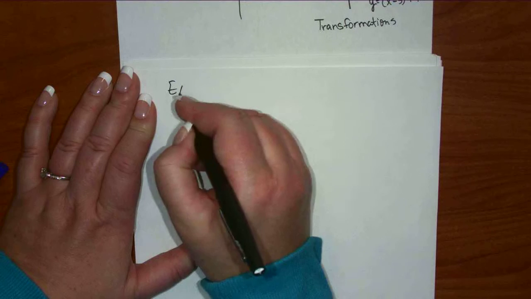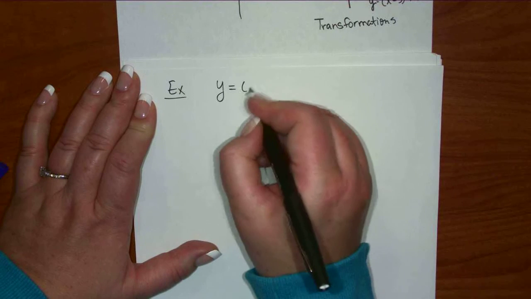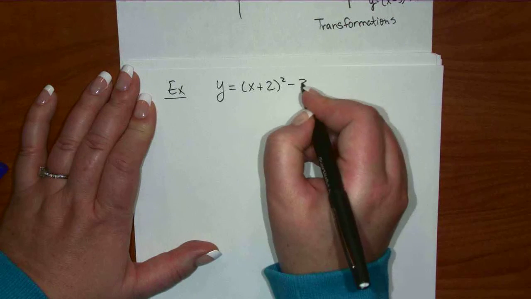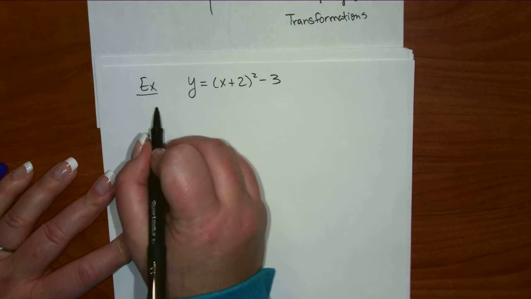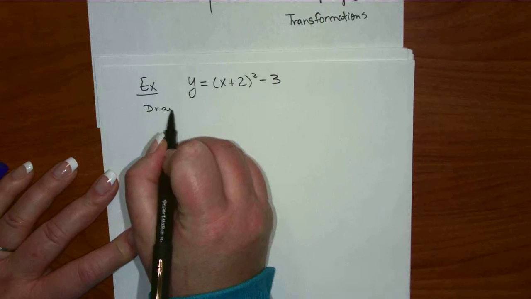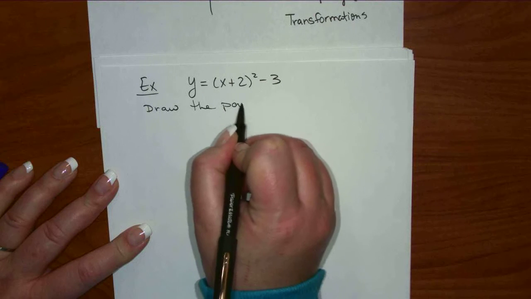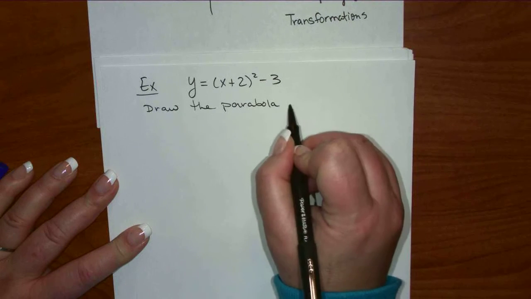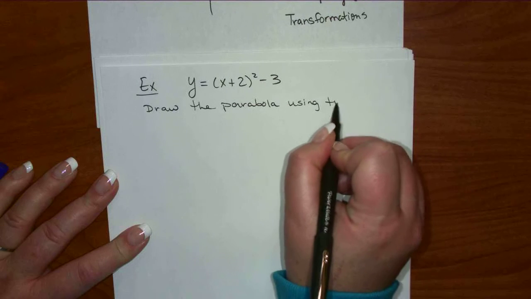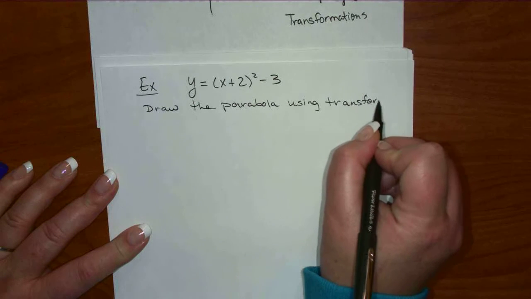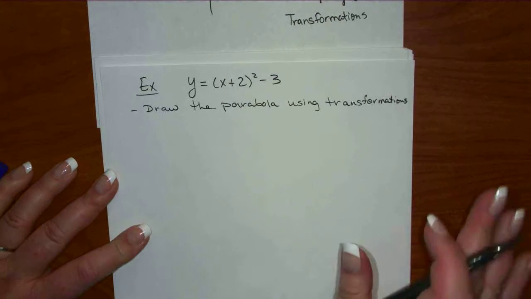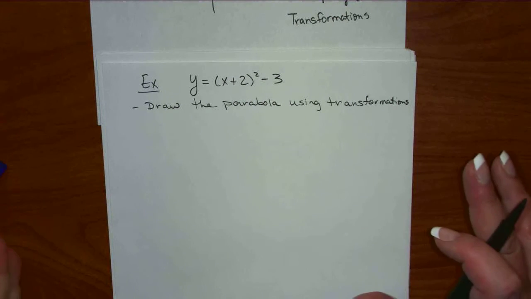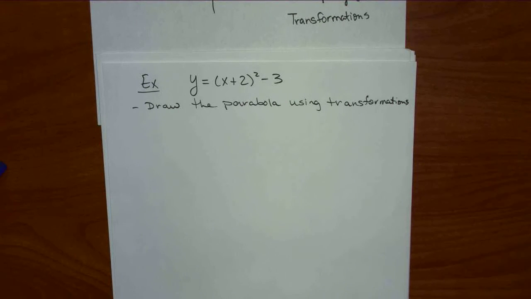Okay, example 2. So what we're going to do is draw the parabola using transformations. I'm just going to do that. I'm not finding the x and y intercepts for now, but we'll look and we'll find them in a minute. Okay, so we'll add a little bit to it.